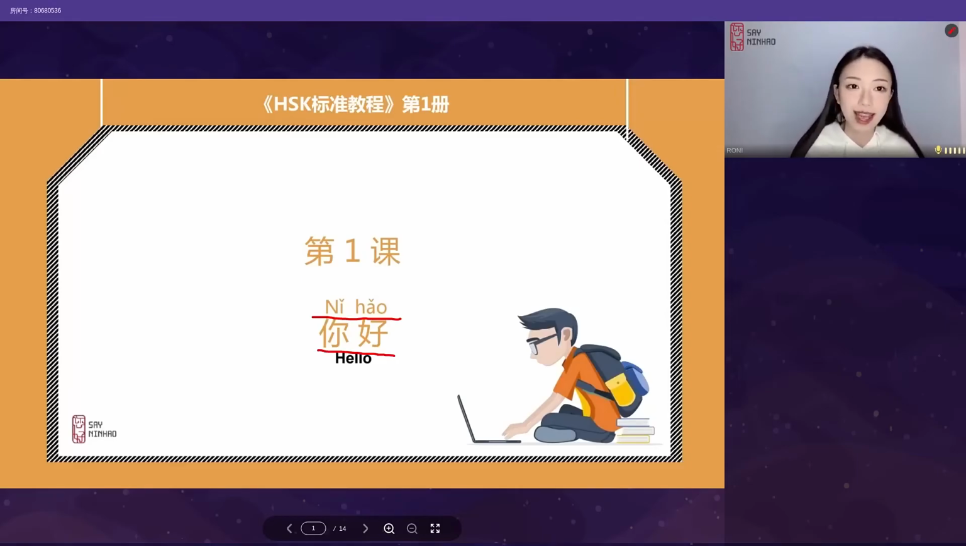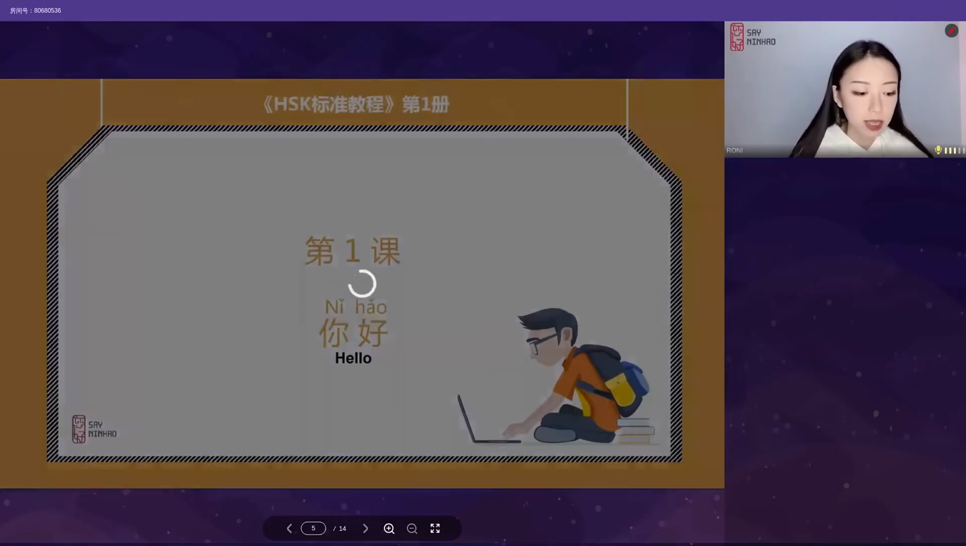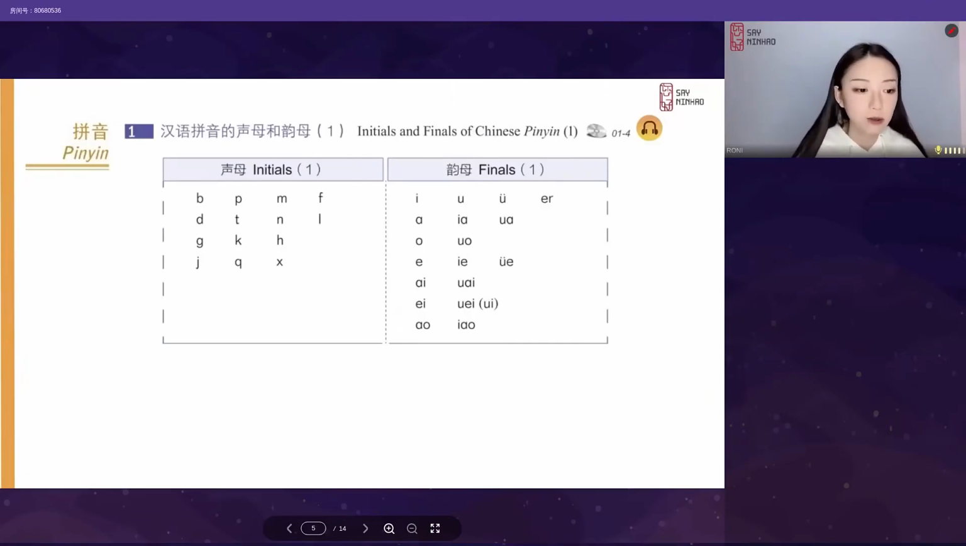So first, let's move on to pinyin. In pinyin, there are initials and finals. If we put initials and finals together, then we can get a syllable. So first, let's see initials. There are 14 initials in the table, and I will read them for you. Please listen carefully. If you can, please read after me.